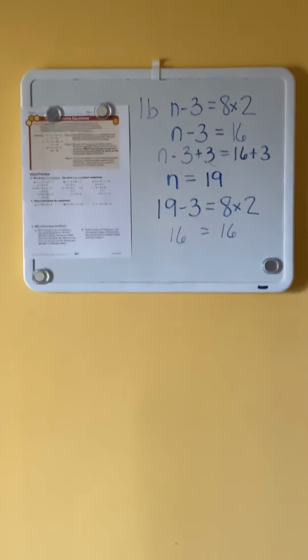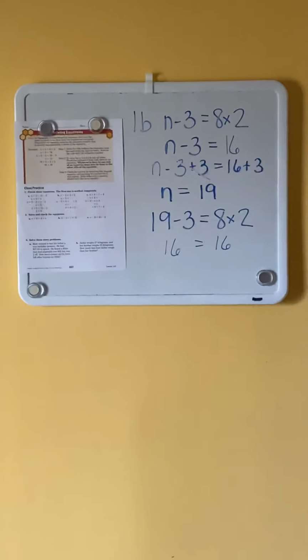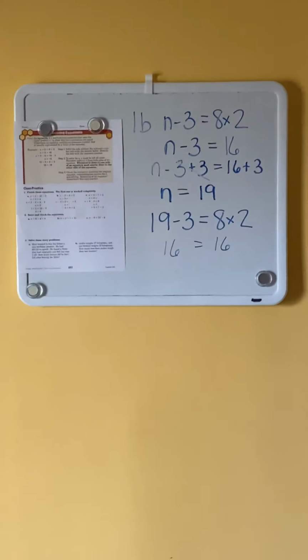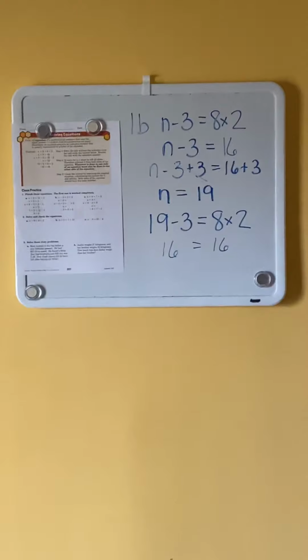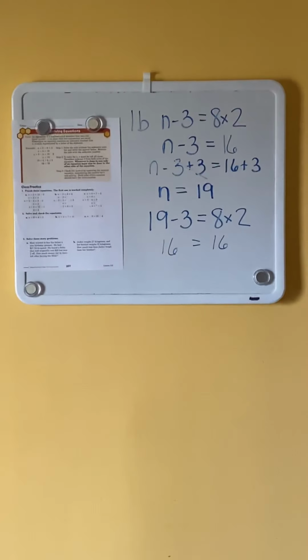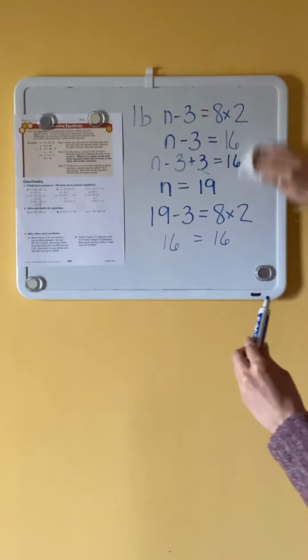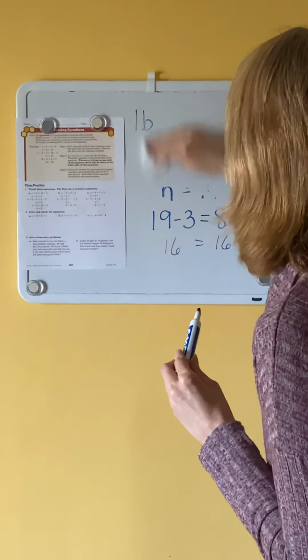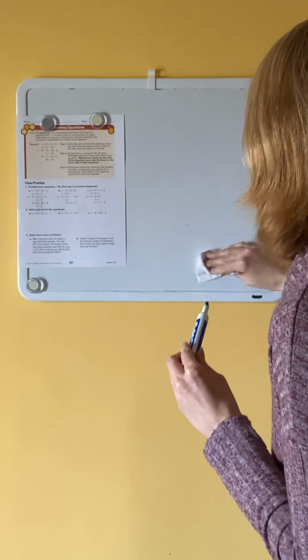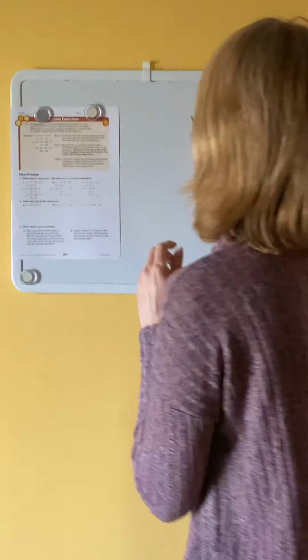I'll give you just a couple seconds to make sure you have that written down. That was for 1B, we're just filling in the numbers. And then let's go ahead and do 1C together. Let me write that out.